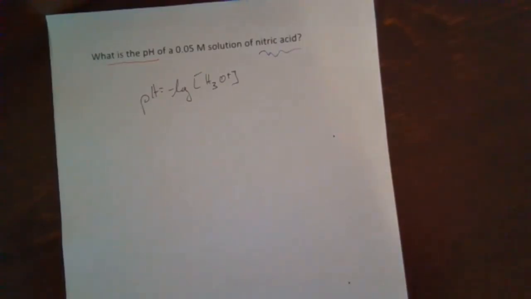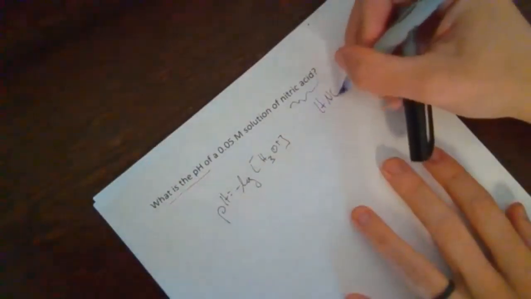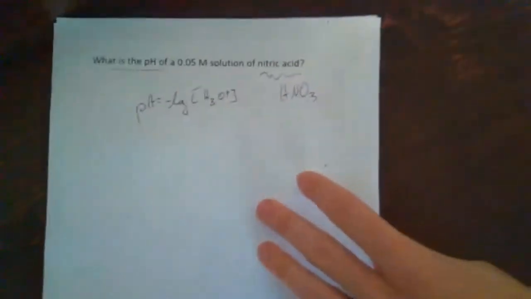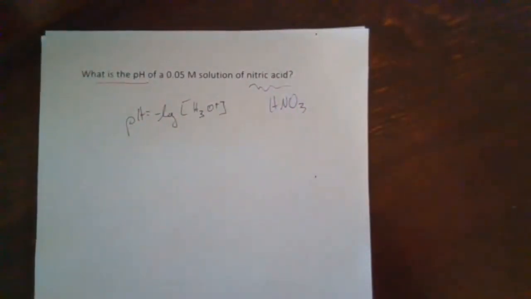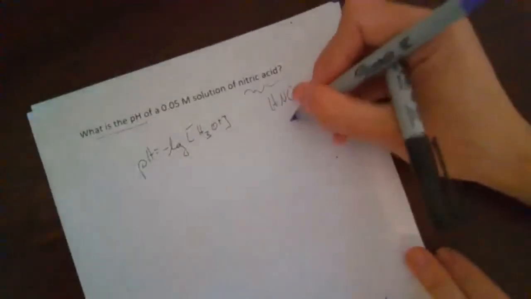And so I have nitric acid here. I'm just given the name. Acids have names that we can look up, or we may just learn. Nitric acid is HNO3. And one of the important things about looking up that acid is we can see that nitric acid is strong.